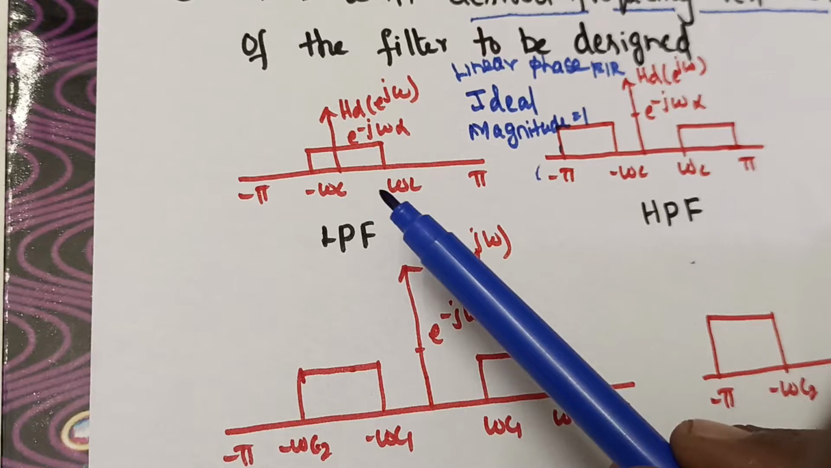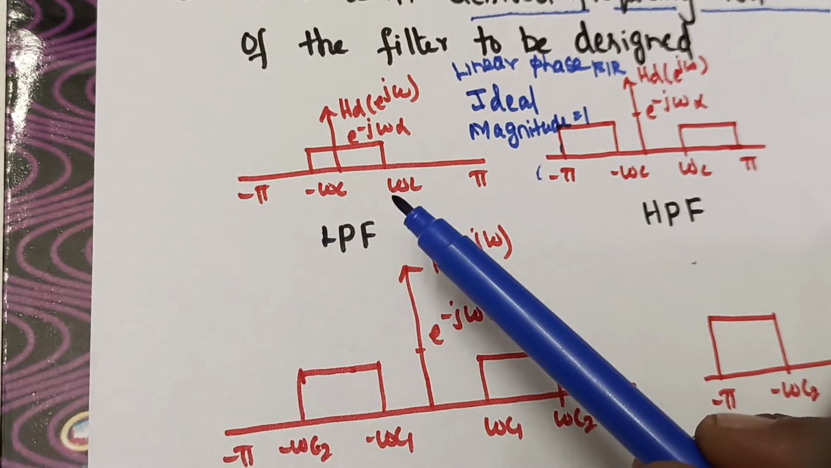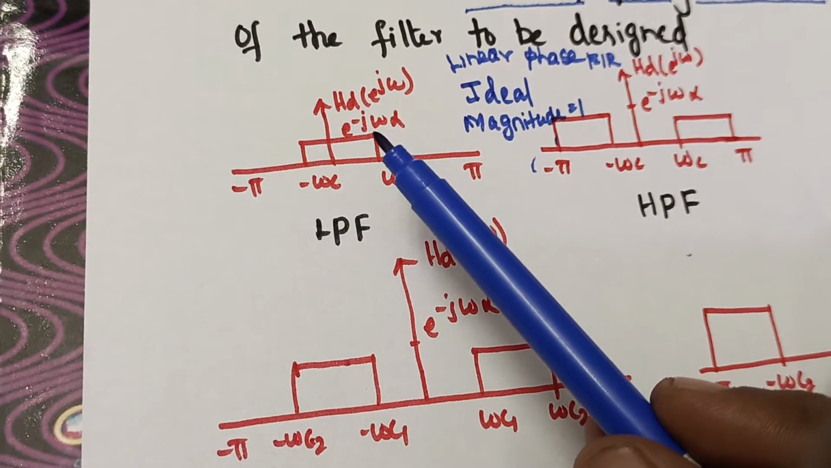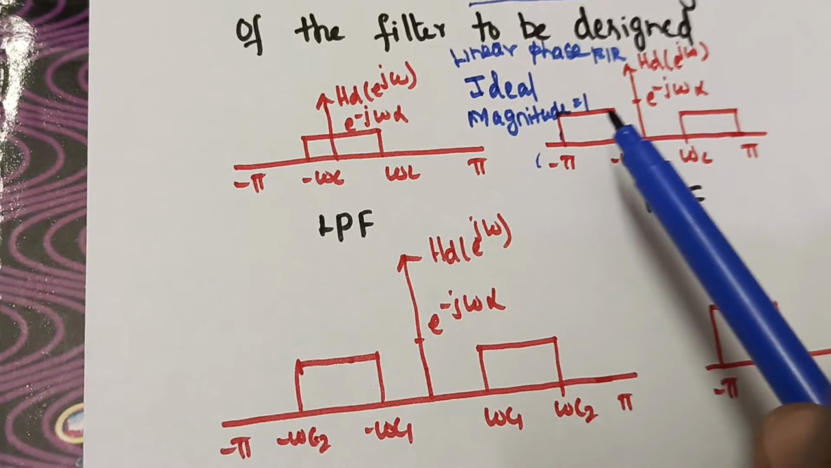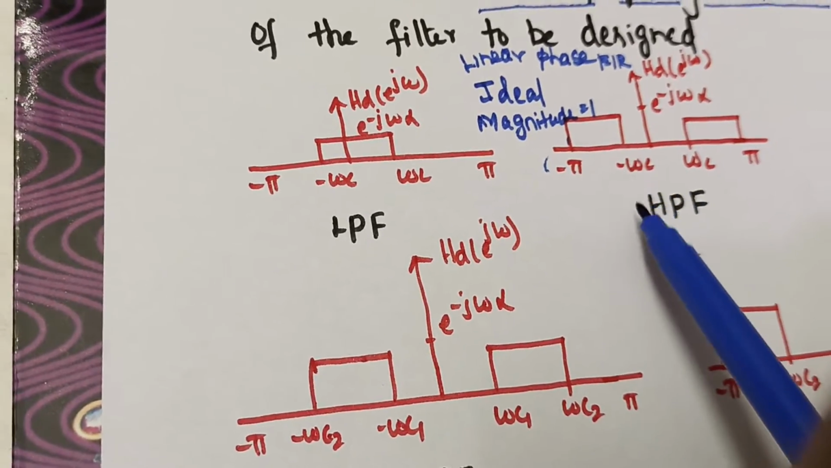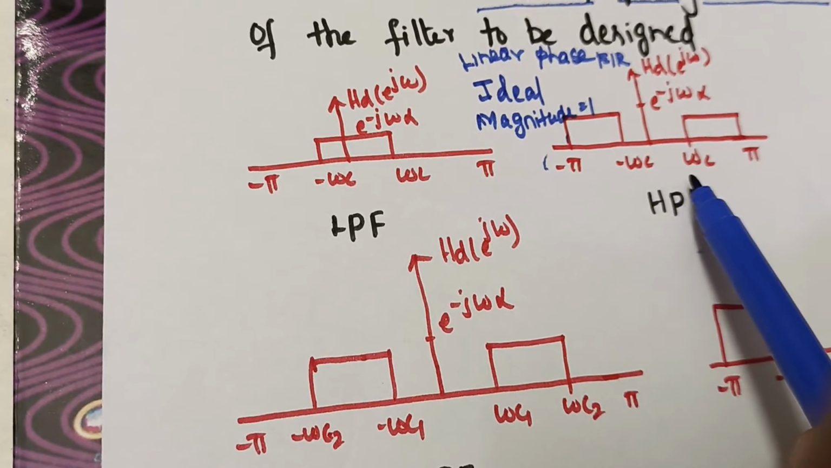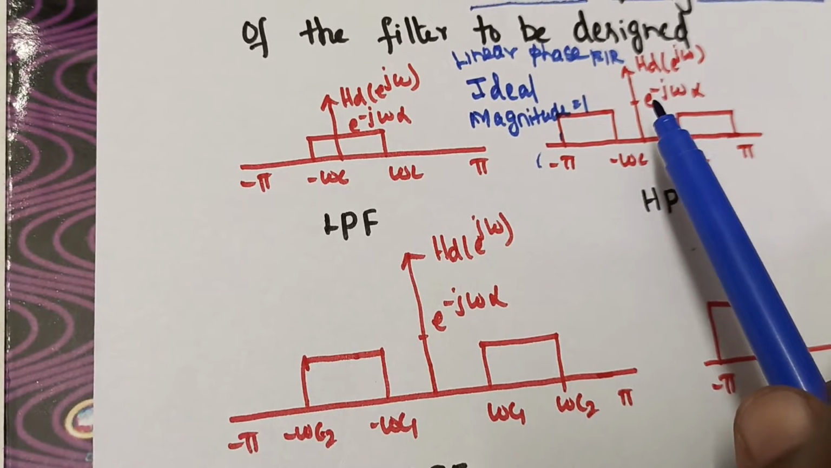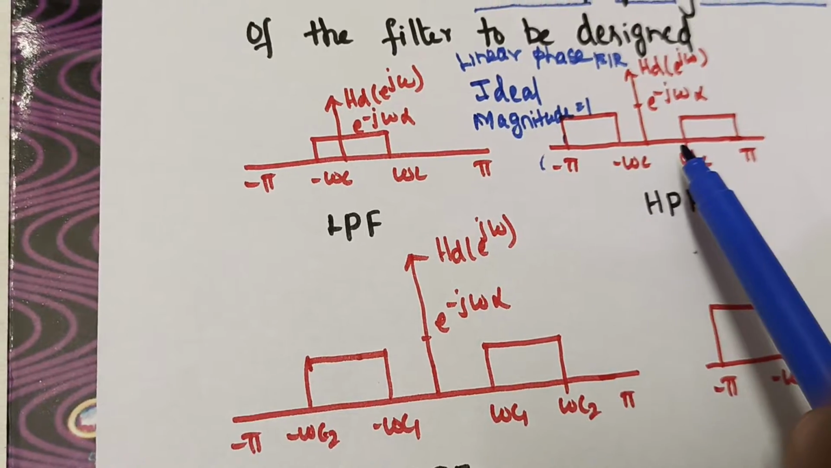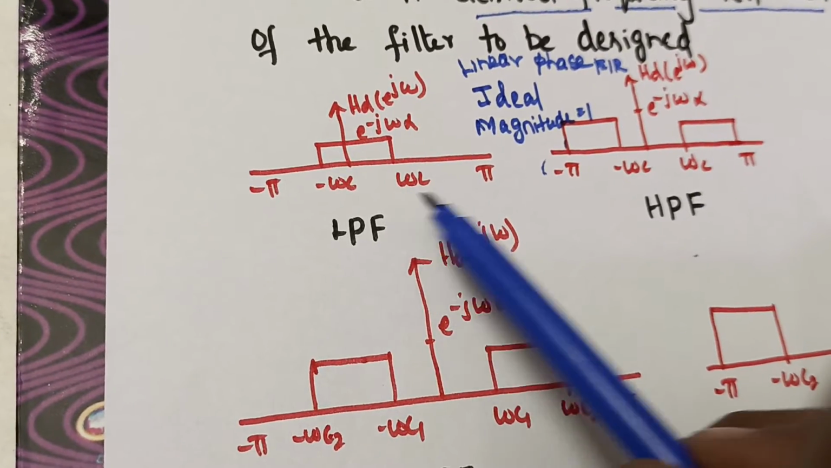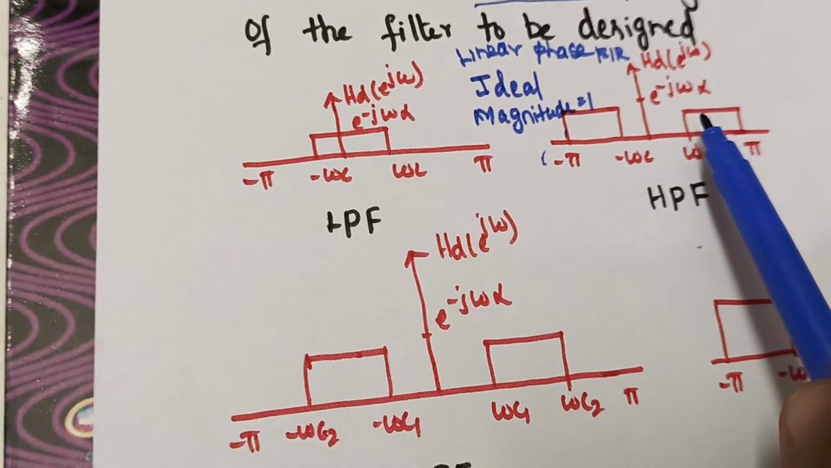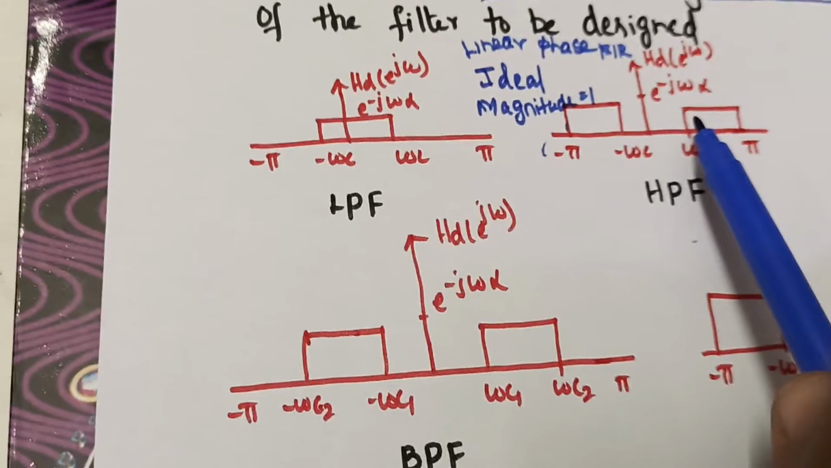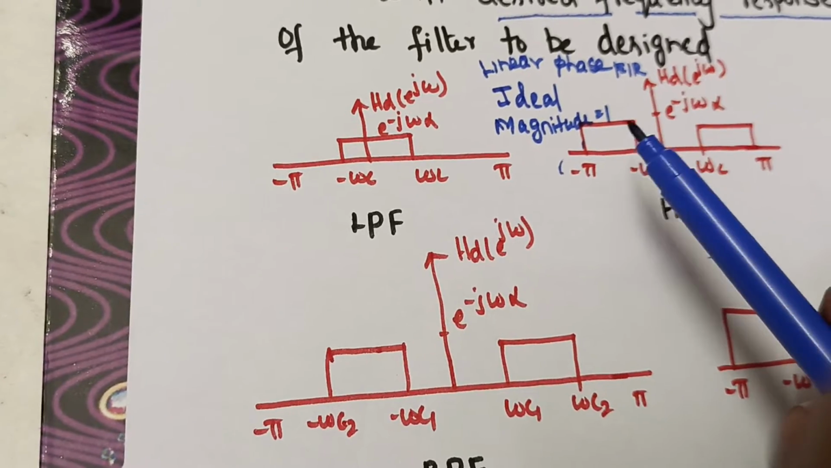Likewise, from minus omega c to plus omega c, low pass has a magnitude of e power minus j omega alpha. So for high pass it should be just the reverse, the opposite of it. In high pass, from minus omega c to plus omega c, the magnitude is going to be 0. We don't have any value. And again, from omega c to pi, for low pass it is 0 and for high pass it should be e power minus j omega alpha. This way, you can easily remember the frequency response.